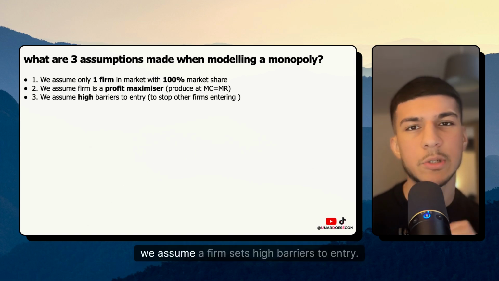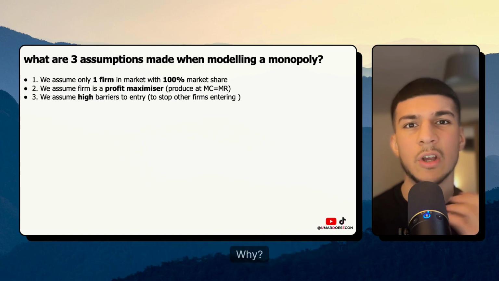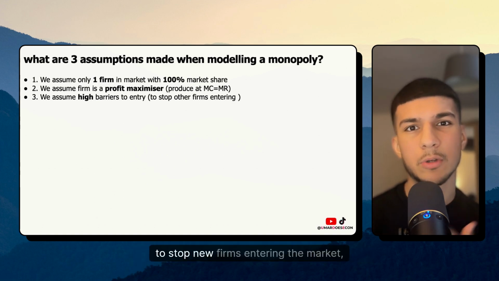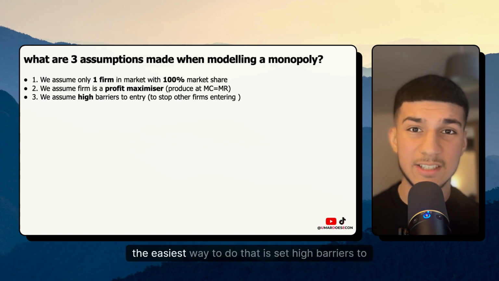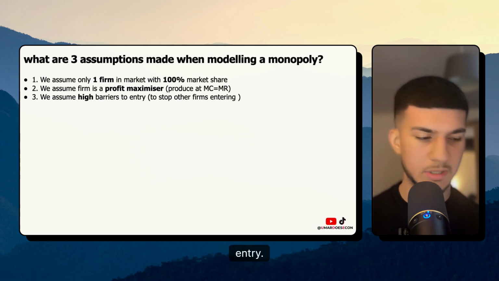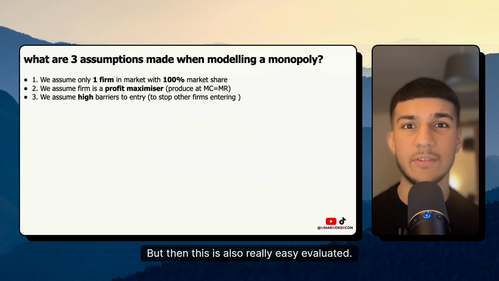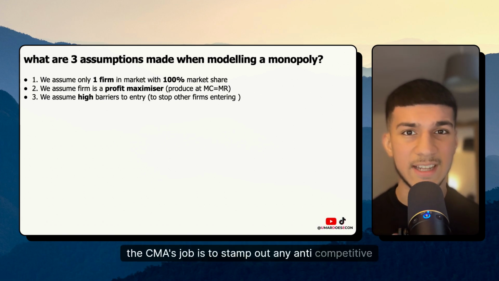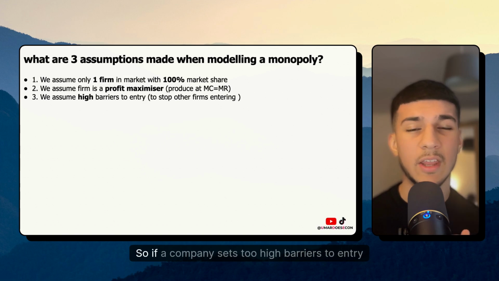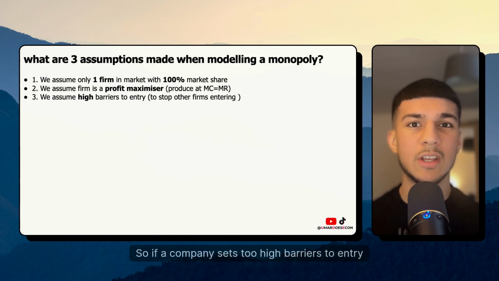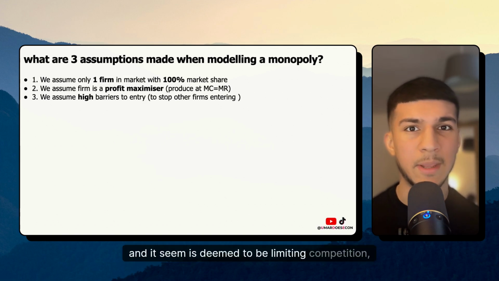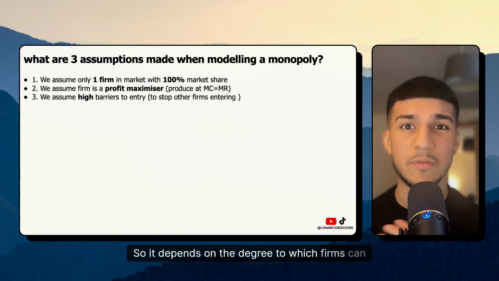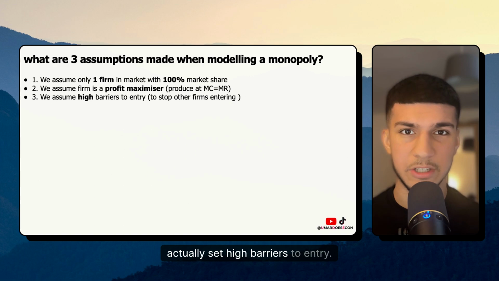And lastly, we assume a firm sets high barriers to entry. Why? Because the incumbent firms want to maintain their monopoly power, therefore to stop new firms entering the market, the easiest way to do that is set high barriers to entry. But then this is also really easily evaluated. If you think about the CMA's job is to stamp out any anti-competitive practices. So if a company sets too high barriers to entry and is deemed to be limiting competition, the CMA will not allow the firm to do that. So it depends on the degree to which firms can actually set high barriers to entry.